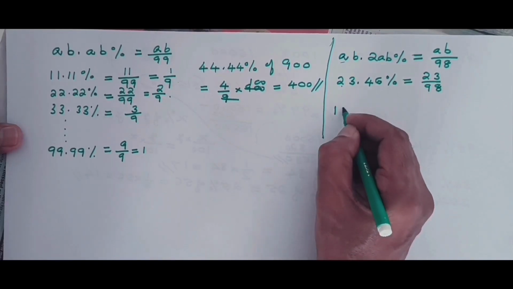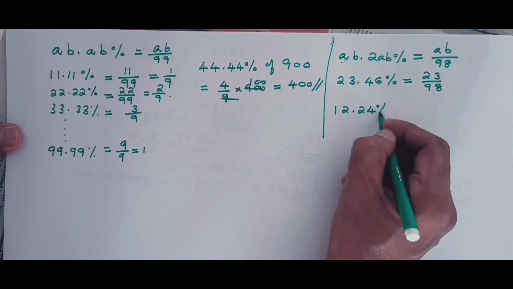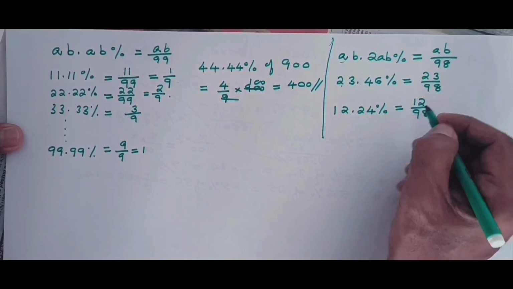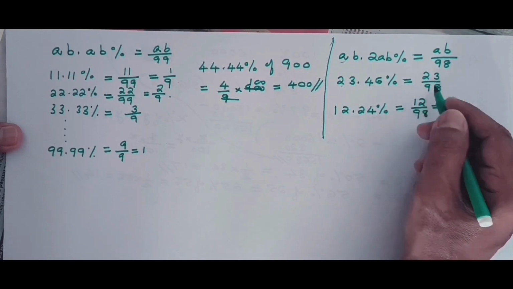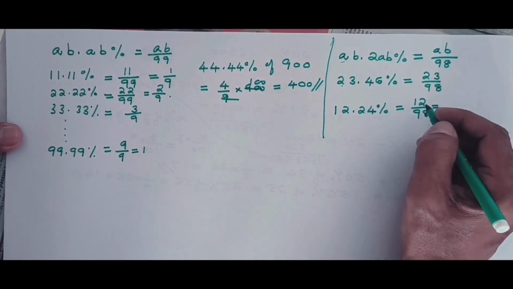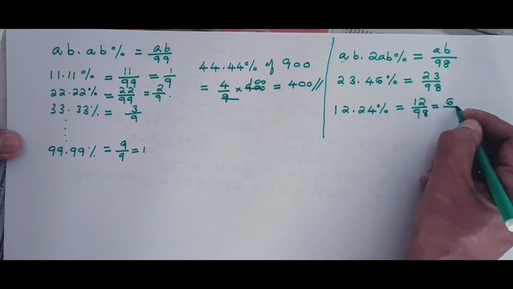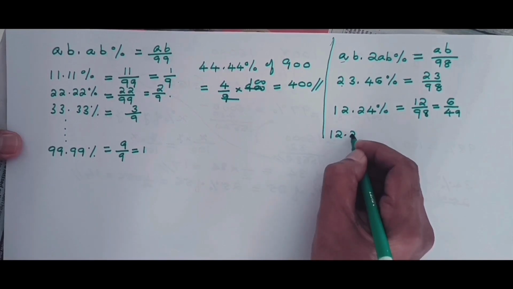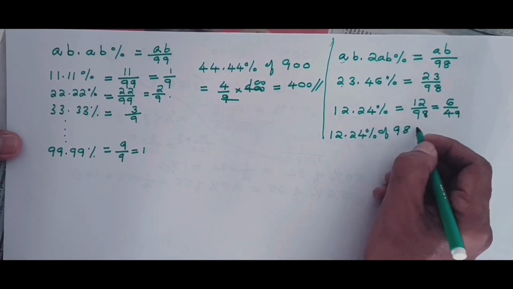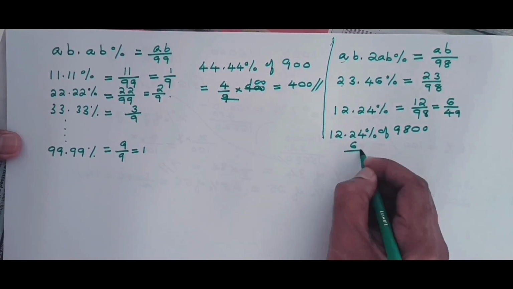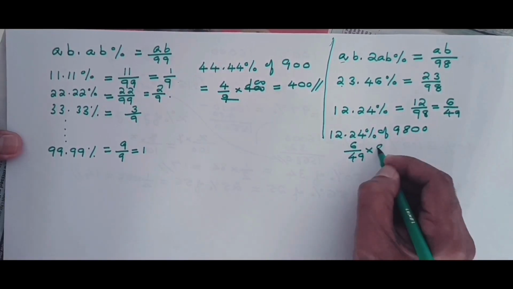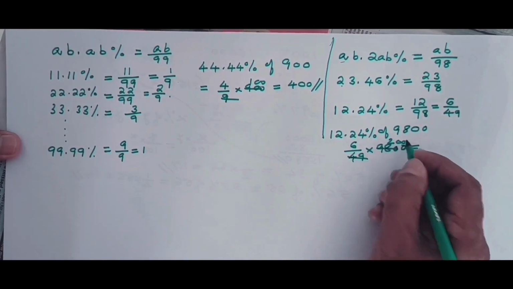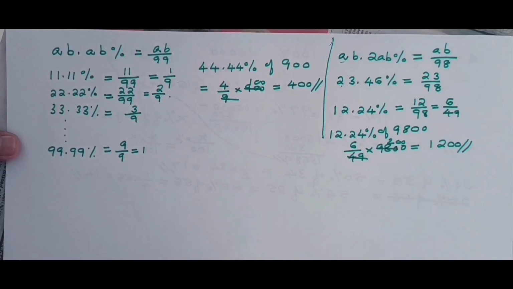Similarly, you take any other number, see 12.24%. What will be this one? 12 divided by 98. This you can further simplify if you want. This is not further simplifiable, whereas this you can further simplify. You will get 6 divided by 49. Supposing you want to find out 12.24% of 9,800. What do you do? This is 6 divided by 49 multiplied by 9,800. As you know, this goes twice and you will get 1,200.